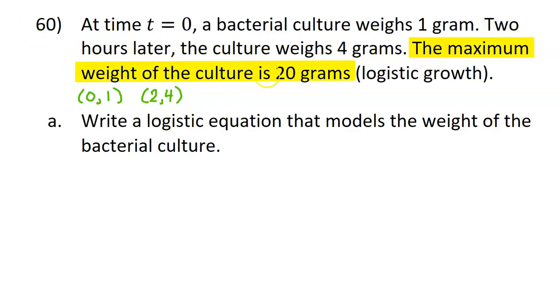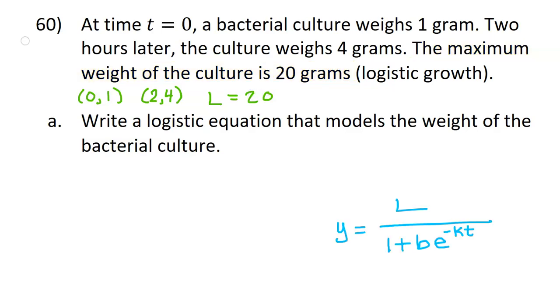When they tell us that the maximum weight of the culture is 20 grams, they are telling us that the carrying capacity L is 20. Part A. Write a logistic equation that models the weight of the bacterial culture. Here's the memorized model of a logistic equation, and we know that L is 20. So we start with this. We just need to find B and K.